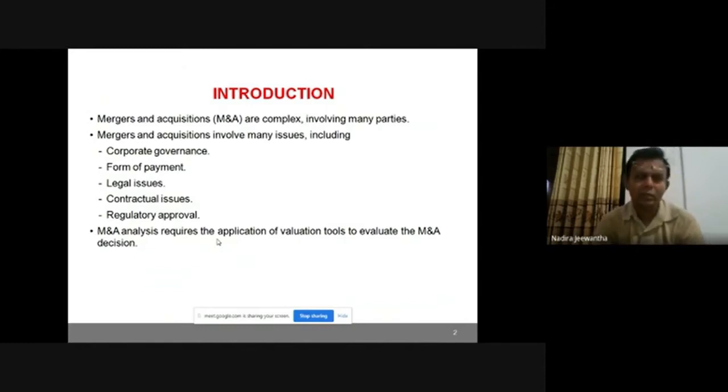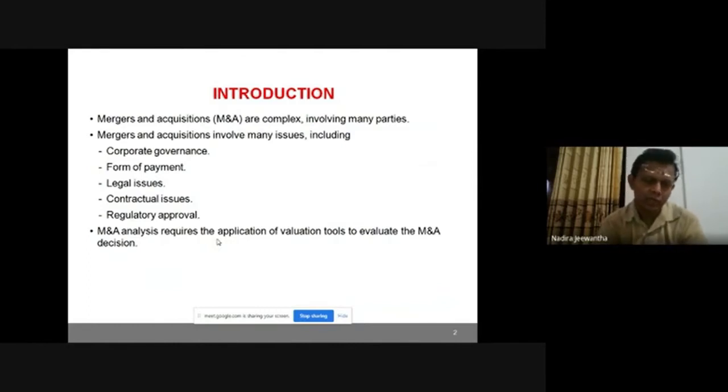So what does control mean? Control means you appoint more number of directors to the board. That's all. If you can appoint more number of members to the board, you control the company.